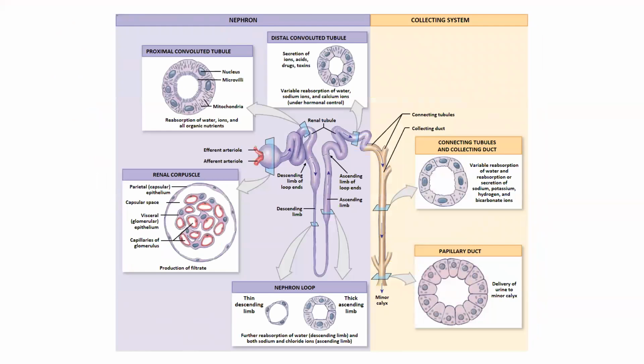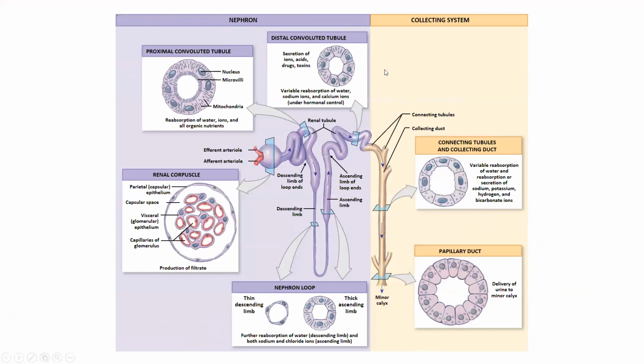So let's look again at this overview image, which is comparing all of those parts that we talked about. We had the proximal convoluted tubule, and this has some important structures we're going to point out as we move on. This has lots of mitochondria and microvilli. That's going to be very important to the function of the proximal convoluted tubule. We'll talk about why.